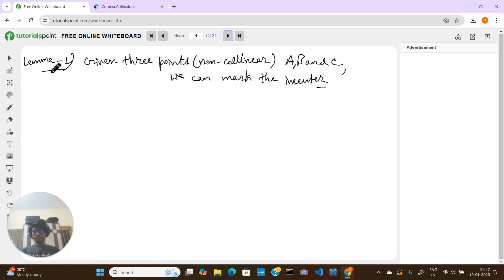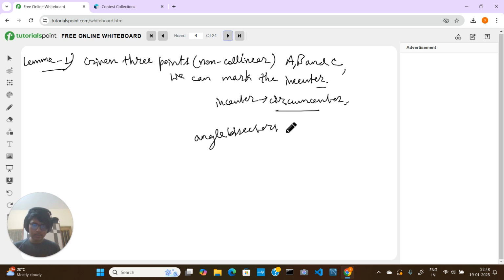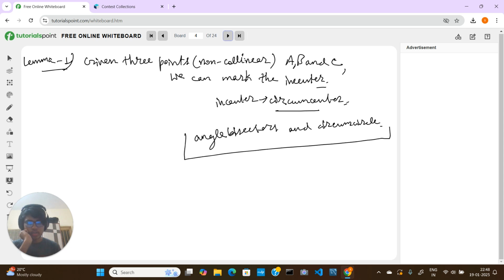Now let's try to think. This is the simplest thing that we can do. In the problem, we want to construct the circumcenter, not the incenter, so we somehow want to go from incenter to circumcenter. This tool can only construct angle bisectors, and we want somehow the circumcenter. Basically we want some relation between angle bisectors and the circumcircle. So now we are stuck.